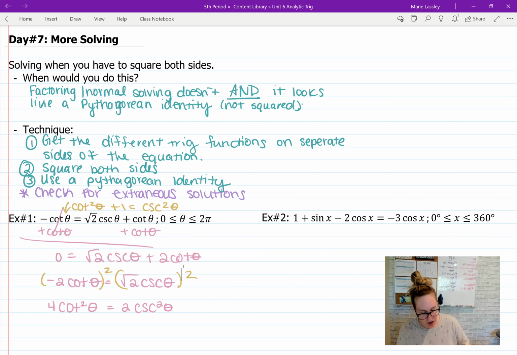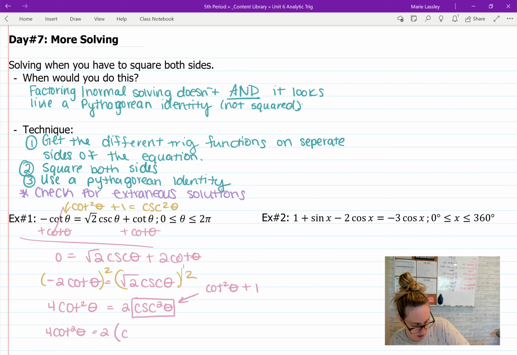So what I'm going to do, because it seems like the easiest option, it's up to you. It doesn't matter which one you replace. You can replace cotangent or cosecant. I'm going to replace cosecant because it seems easier. So right here where I have cosecant squared, I'm going to replace that with cotangent squared theta plus 1. So this becomes 4 cotangent squared theta equals 2 parentheses cotangent squared theta plus 1.